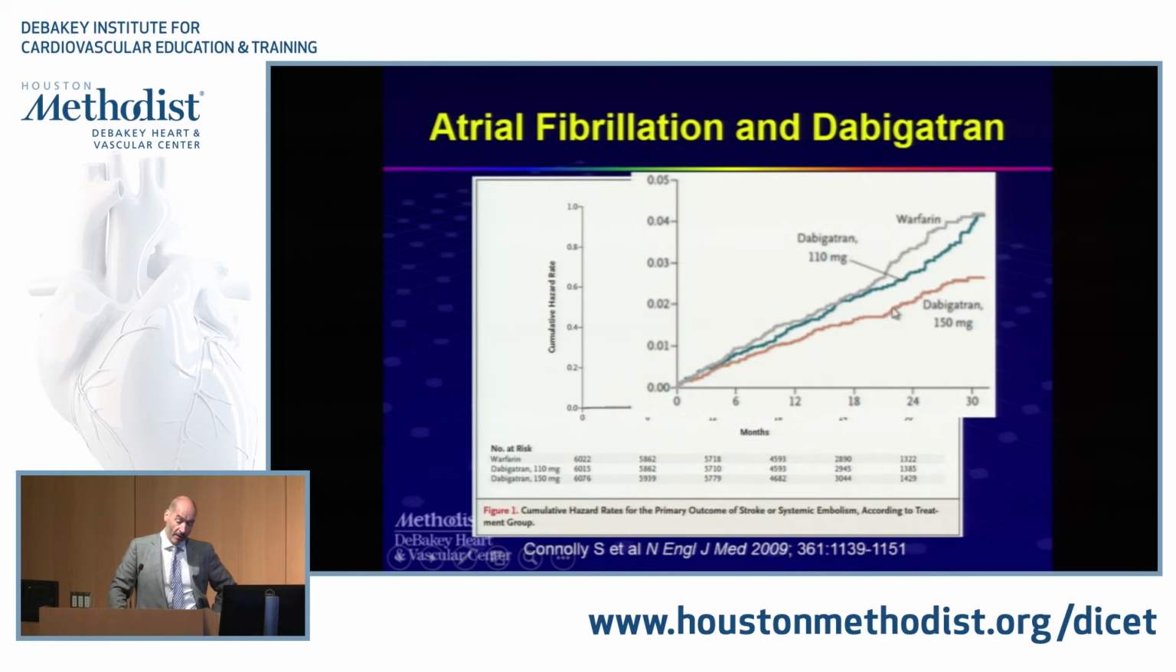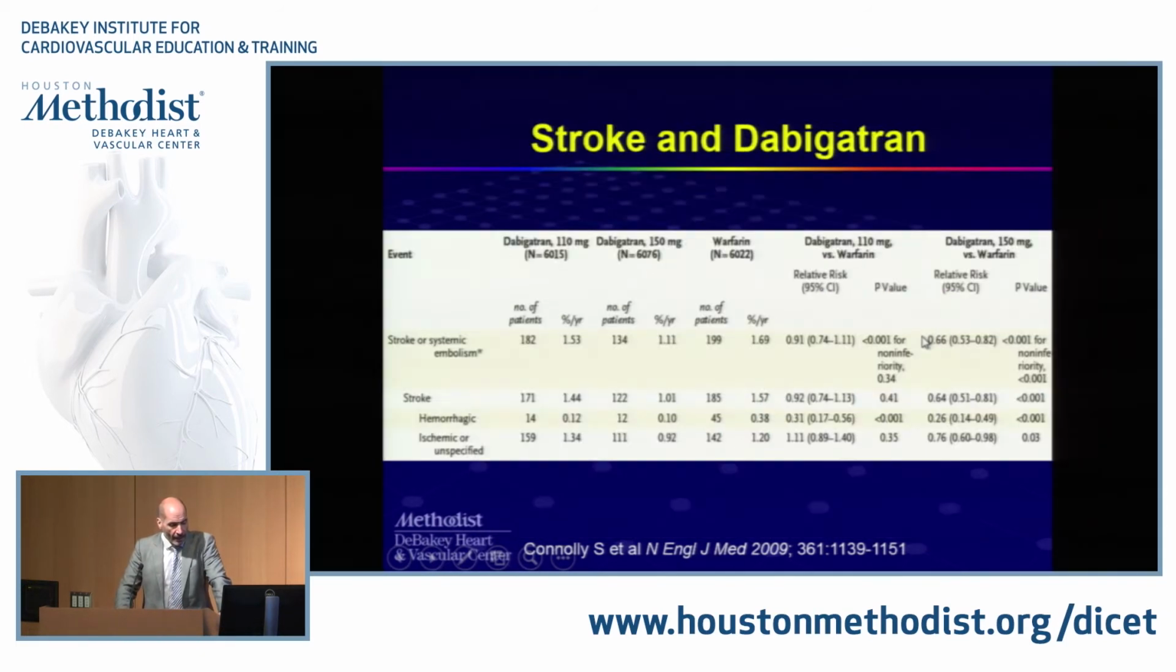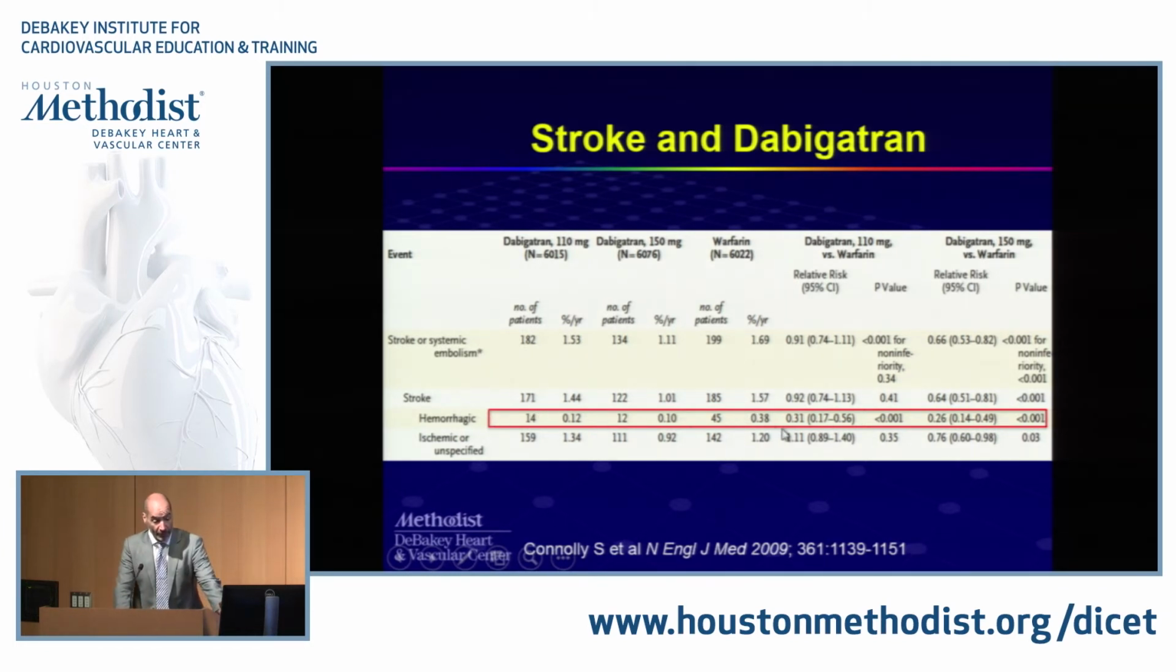Dabigatran at 150 milligrams twice a day led to significantly less stroke and systemic embolism. Dabigatran at a lower dose was better than warfarin, but not as much. And it was interesting that when you look at how it worked in terms of the specific types of stroke that patients had on dabigatran versus warfarin, hemorrhagic stroke, the overall hazard ratio was 38%. That means that patients on dabigatran had a reduction in hemorrhagic stroke of 62% compared to warfarin.